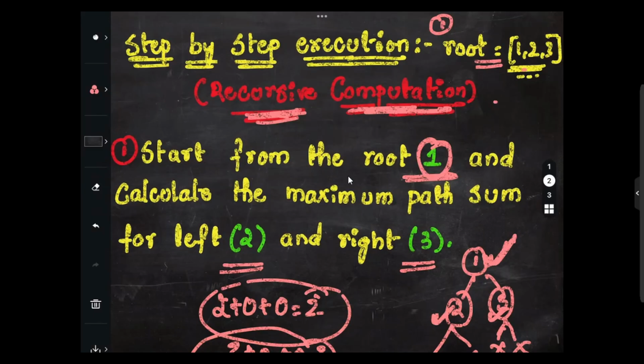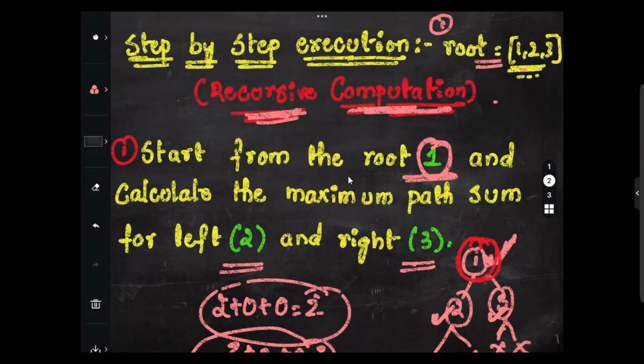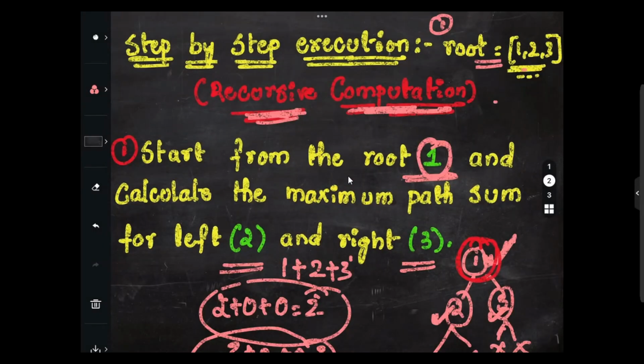Now we have to find the maximum path for 1. When I say maximum path of 1 here, 1 has the children 2 and 3. So this will be 1 plus 2 plus 3, right? Which leads us to 3 plus 2, which is 5. 5 plus 1 is nothing but 6, which leads us to 6, right?